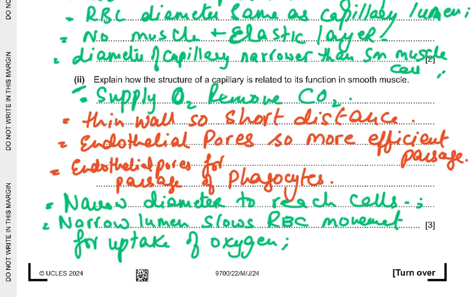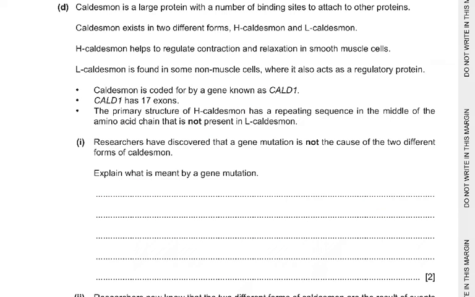Narrow lumen slows the RBC movement for the uptake of oxygen. You see, because of the narrow lumen, the red blood cells have to go in a single file, in a line. Now, this slows down their movement, but that is good for them because the uptake of oxygen is very, very efficient. Now, I always say this is all very good English. If your English is good, you can do very well in the bio exam. But I'm afraid if your English is poor, you're not going to do very well in the bio exam or any exam.